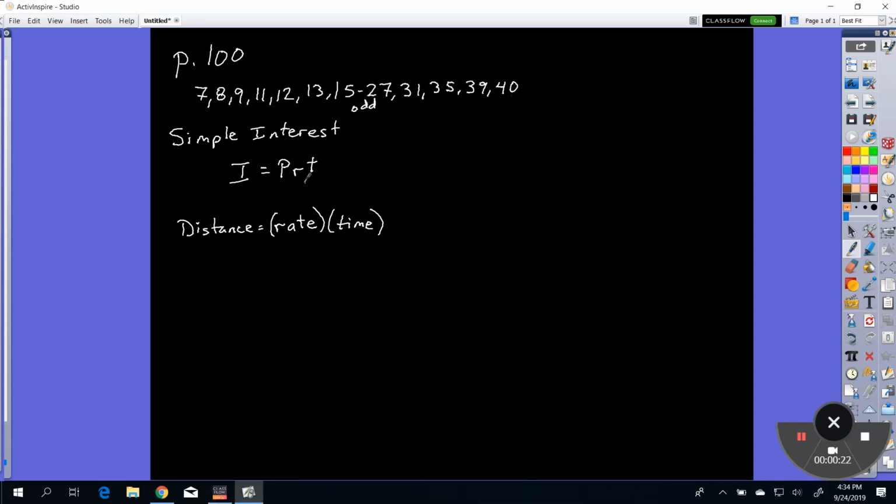There's a couple of formulas you'll need. The first one is simple interest, and that's interest equals the principal times the rate times time. Principal is your beginning amount. R is your rate, and T is your time, normally in years. Okay, so that's your interest formula. The other formula you'll need is distance equals rate times time.